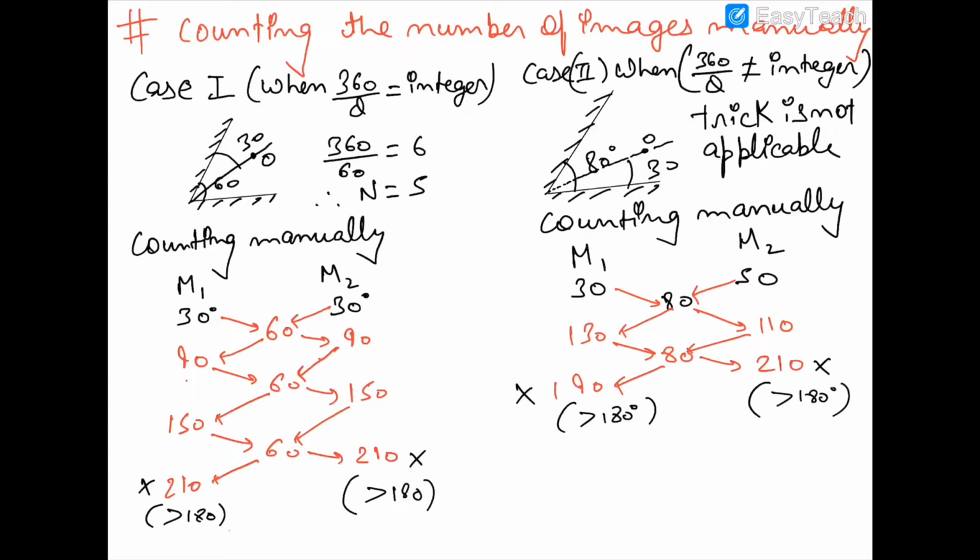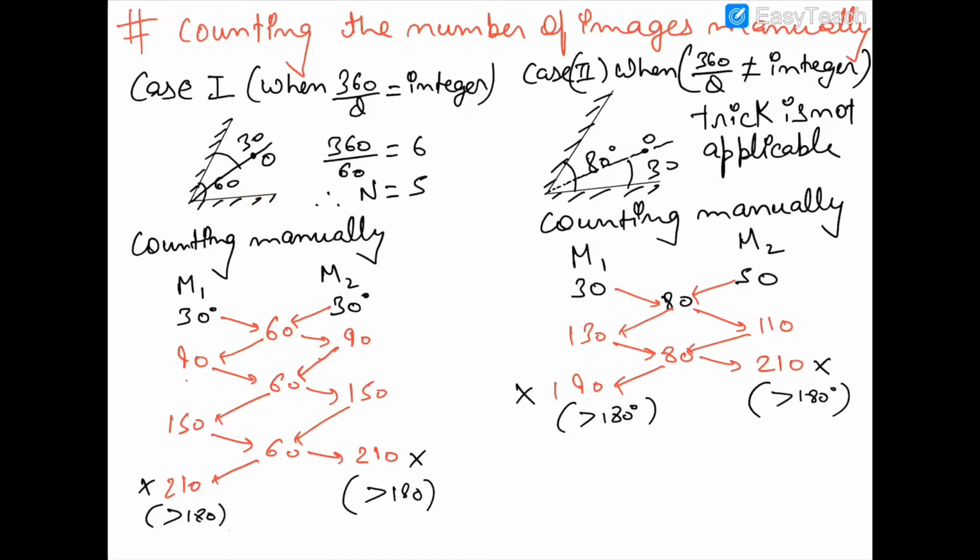So in case 1 I am taking 360 by theta as an integer, and I have taken an example in which the angle between the mirrors is 60 degrees. The object is placed on the angle bisector of the mirrors, that is, the angle bisector divides the angle between the mirrors into two equal angles, 30 and 30.